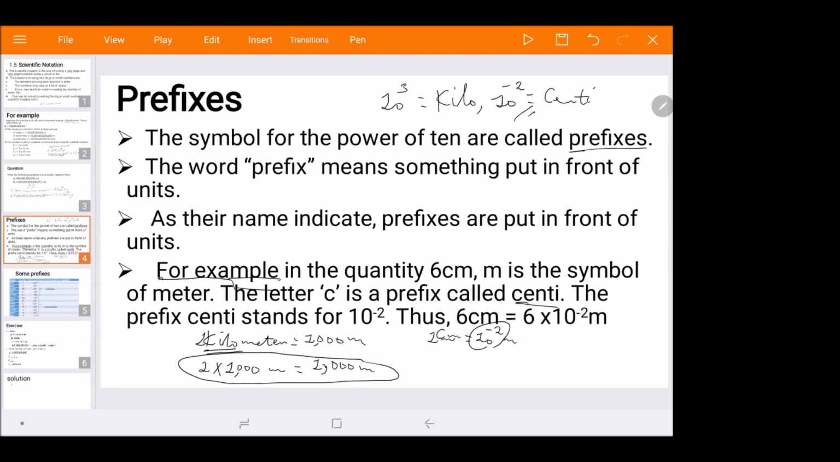10 to the power of minus 2 meter. Instead of centi, you can substitute 10 to the power of minus 2. Are they equal or not? You can check again. If you convert one to the other, they give an equal value of number. So prefixes are the symbols of powers of 10 and are put in front of units.